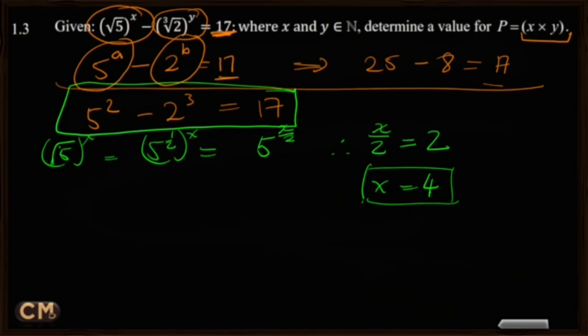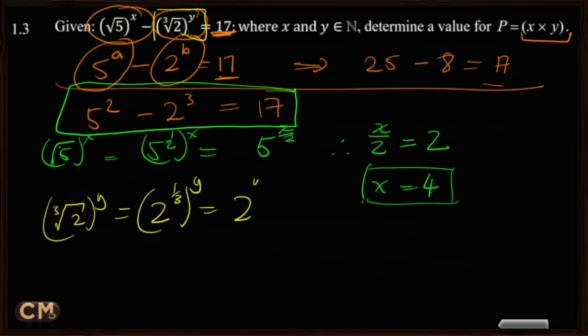Then we'll do the exact same thing mechanically for the other term. The cube root of 2 all to the power y can be rewritten as 2 to the power 1 over 3 all to the power y, which is equal to 2 to the power y over 3. And then I'll take that, y over 3, and equate it with 3, of course. Again, we go back to our initial presumption. Therefore, y is equal to 9.